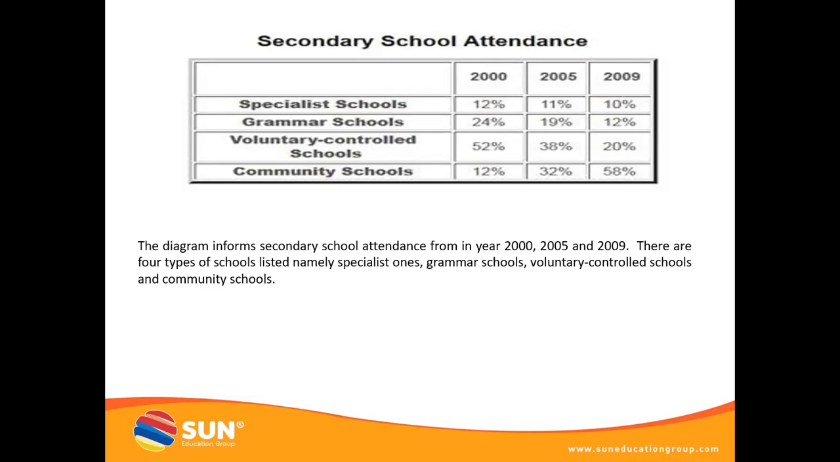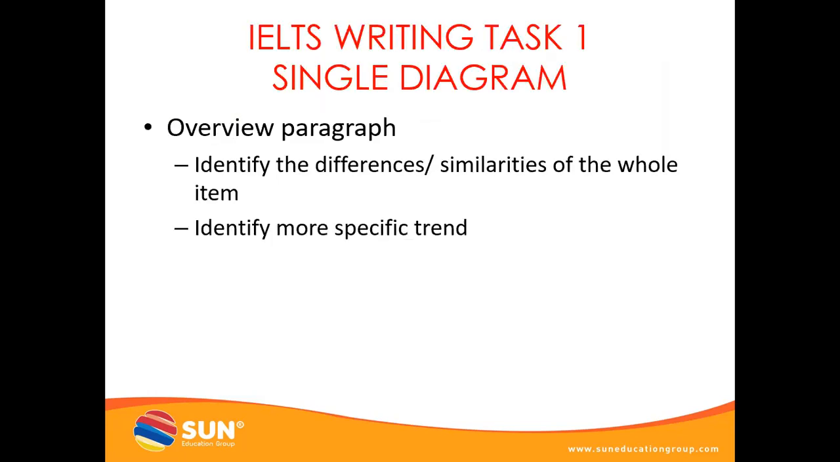Let's continue with the second paragraph, the overview paragraph. In the overview paragraph, we identify the differences or the similarities of the whole items, the entire items, and then try to identify a more specific trend. In this case, the general trend. Let me correct myself. After the general trend, identify the specific trend.